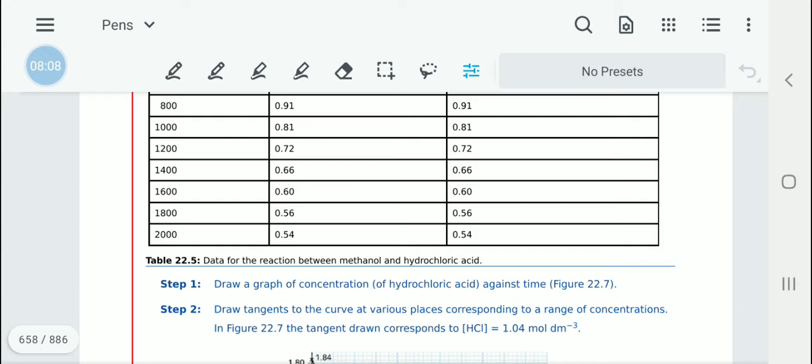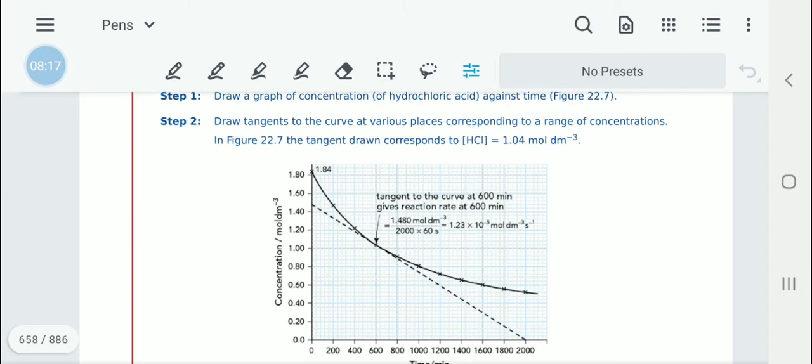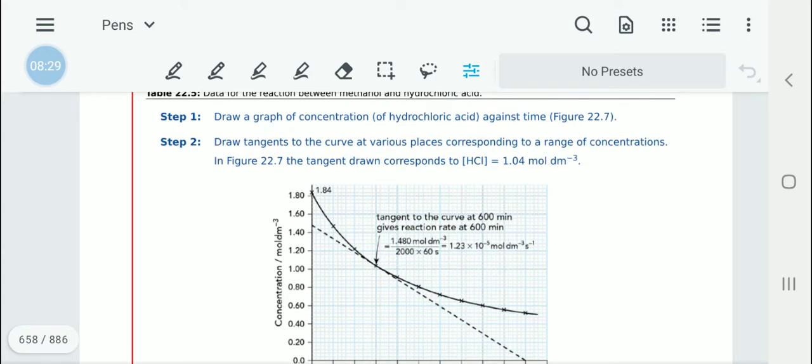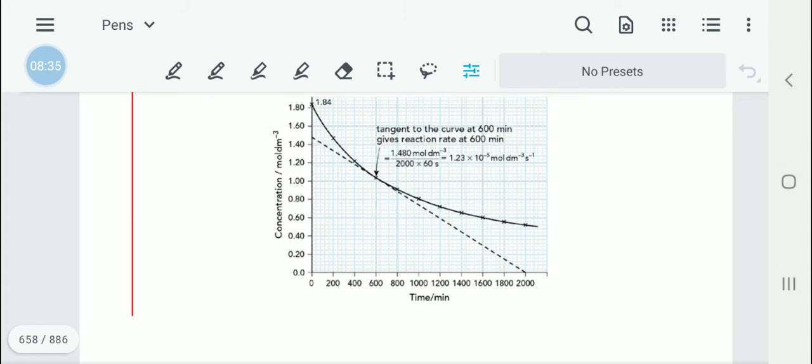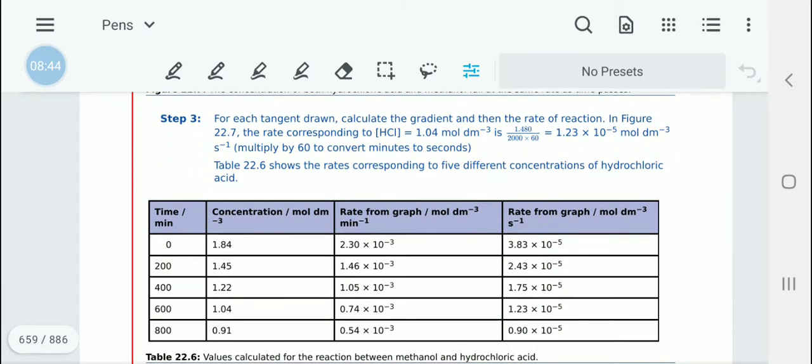Yeah, so then what you need to do is draw the graph of concentration of HCl against time, and then draw tangents to the curve at different positions, to find out at 600 minutes, 800 minutes, 1000 minutes, etc. You draw a tangent and try to figure out the gradient. So from the gradient, the rate of the reaction can be obtained.